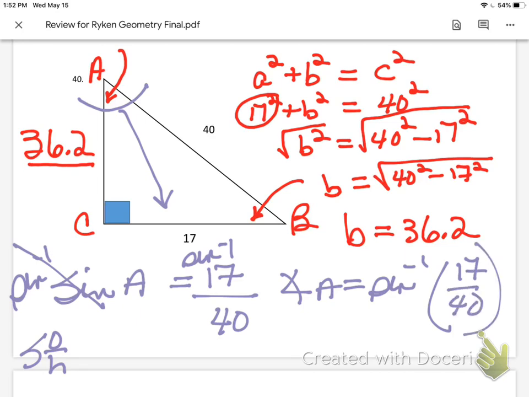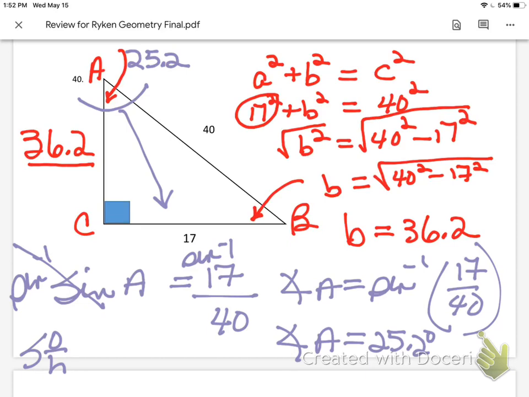Put that in your graphing calculator. Second, sine negative 1. I'm getting an angle back. I always use inverse trig. Equals 25.2. So angle A equals 25.2 degrees. Okay, so wherever I have angle A, I'm going to put 25.2.